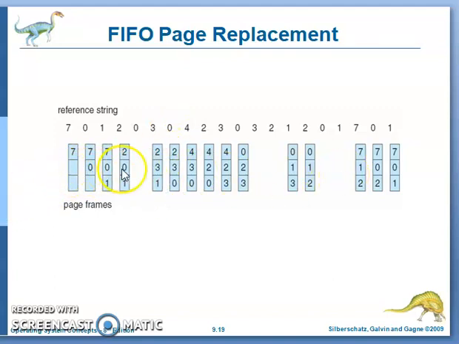How many page faults here? 4 plus 6, 10, 12, 15. 15 divided by 20 is the page fault rate according to the FIFO algorithm. This is about the FIFO algorithm.